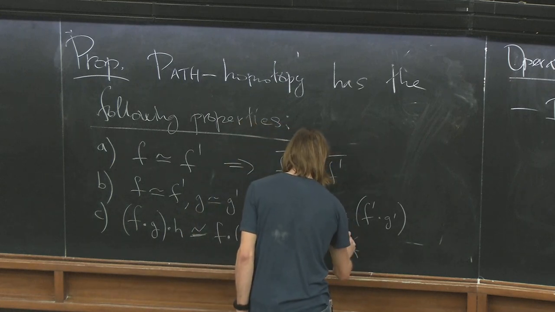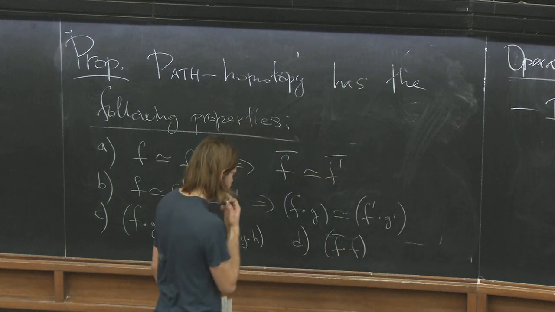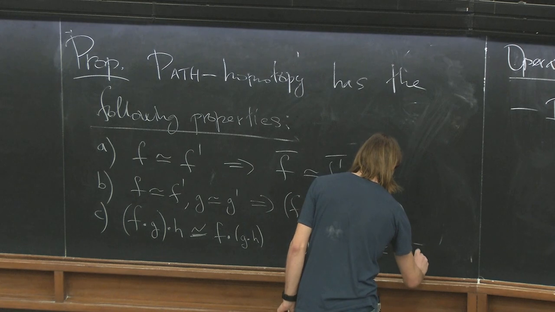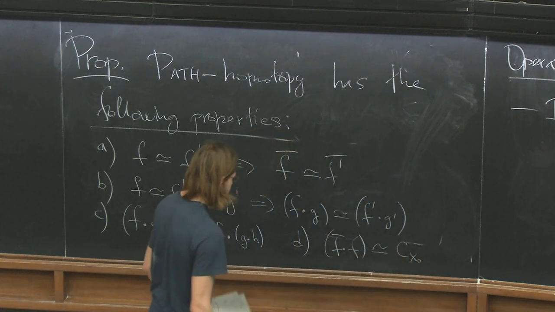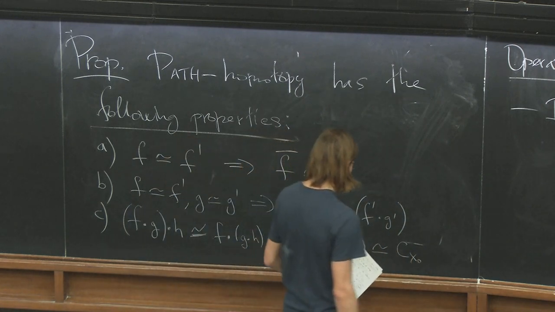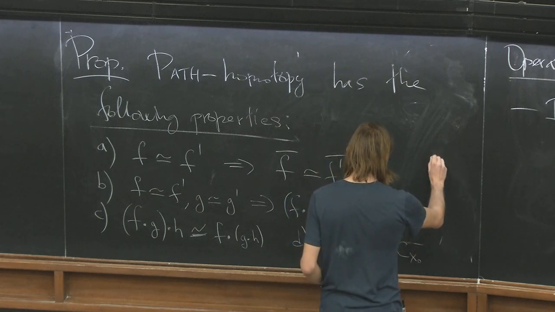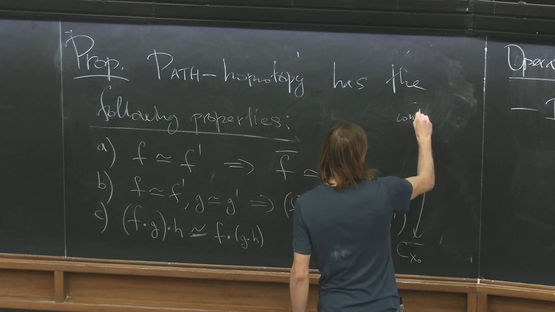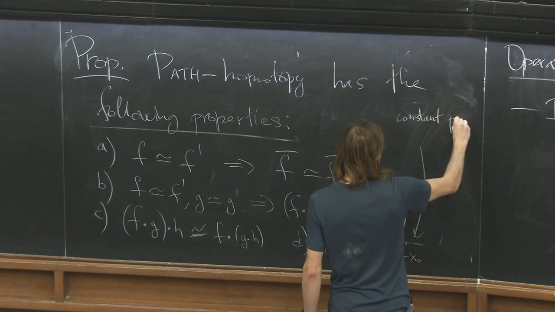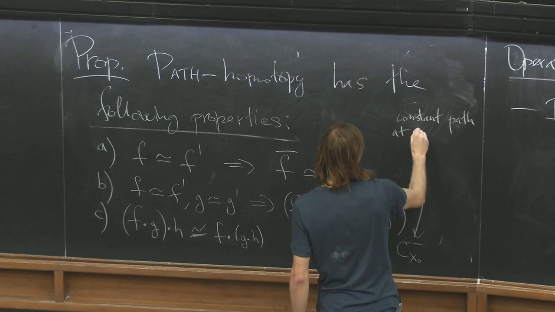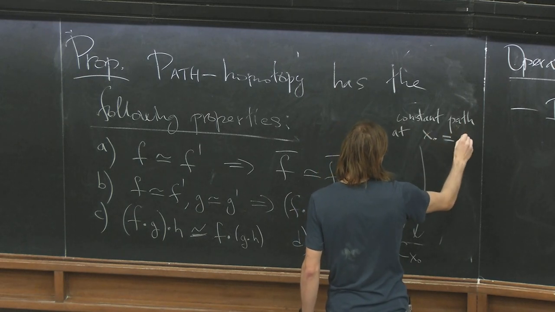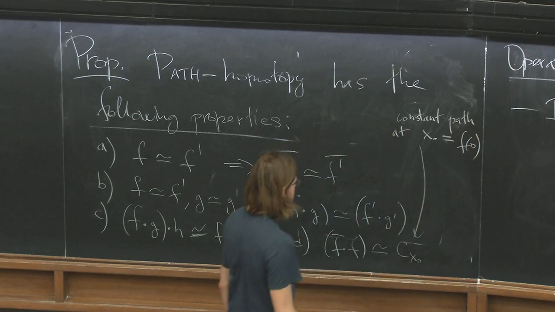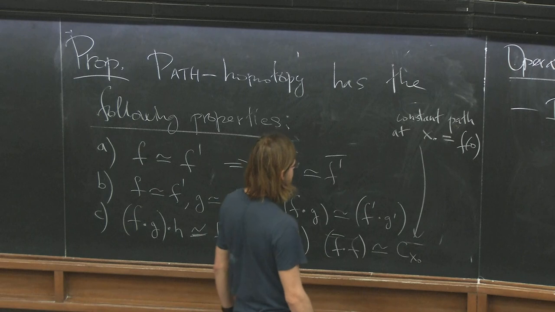And finally, property D is that if we start with a path and we compose it with the inverse path, f bar, this is homotopic to, let me denote it by c x0, by definition a constant path at x0. Here, x0 is the same as the initial point of path f.